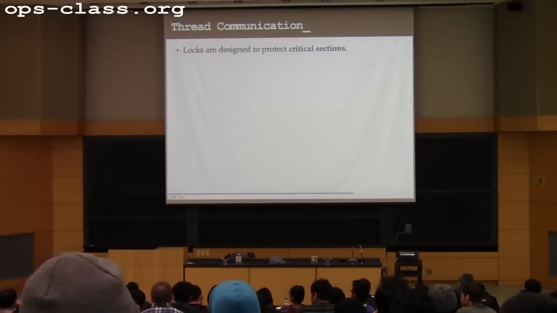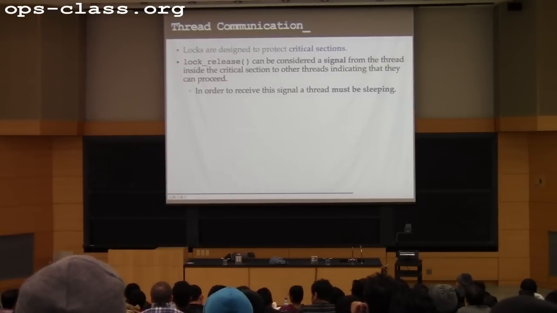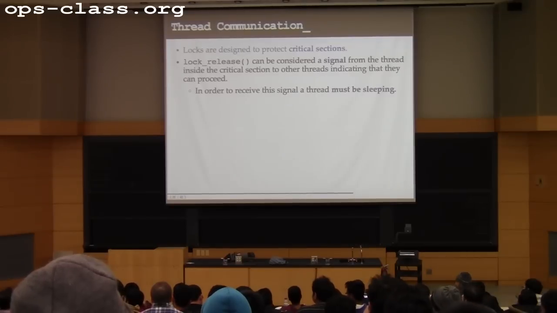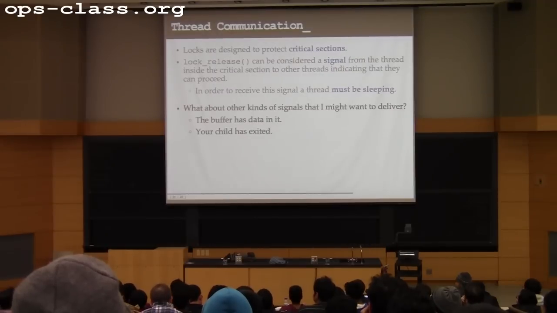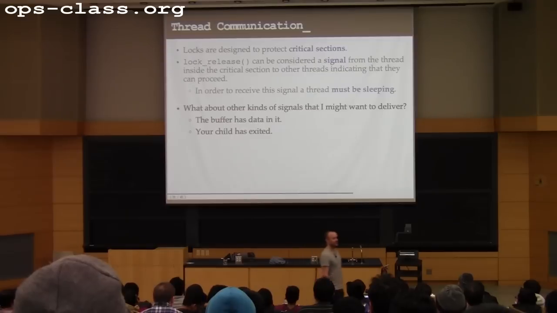So, while locks are designed to protect critical sections, you can sort of think of locks as a signaling mechanism, although I don't want to push this because it's so limited. Lock release essentially tells all the threads that have called lock acquire, hey, the critical section can now be entered. But there's other types of signals that I might want to deliver. Things like the buffer that we're sharing has some data in it that you need to process. Or your child has exited. This is a big hint for assignment 2.